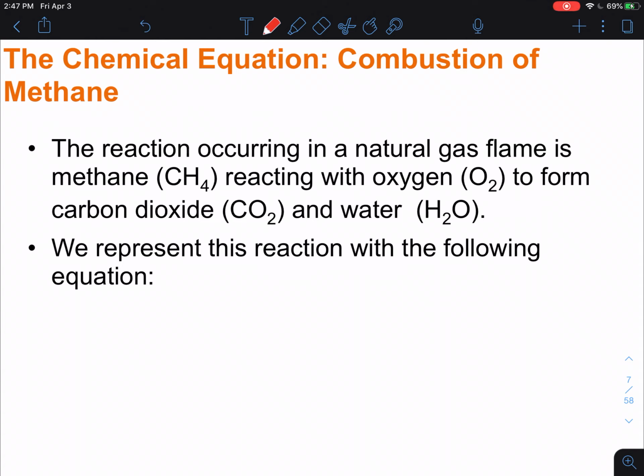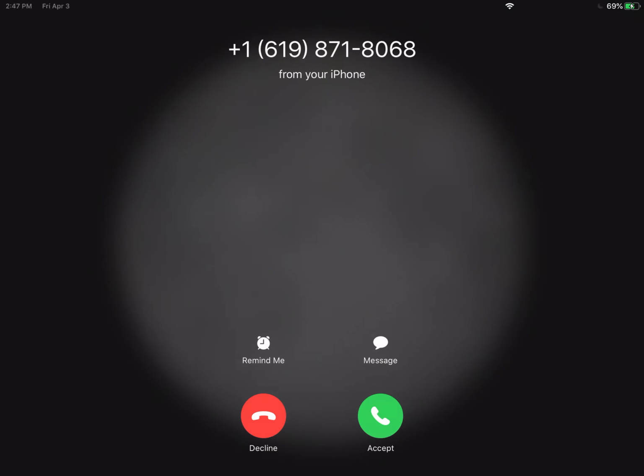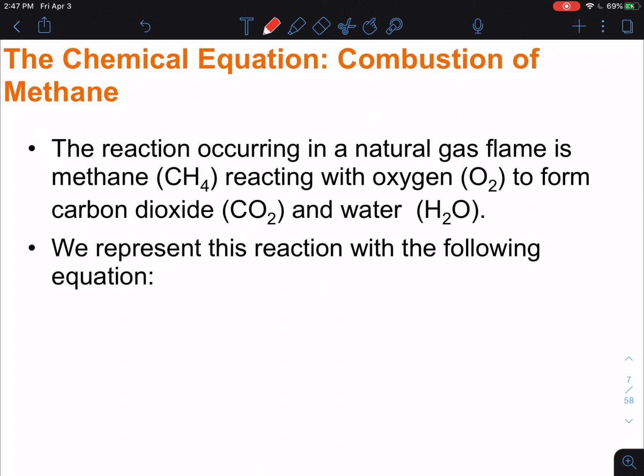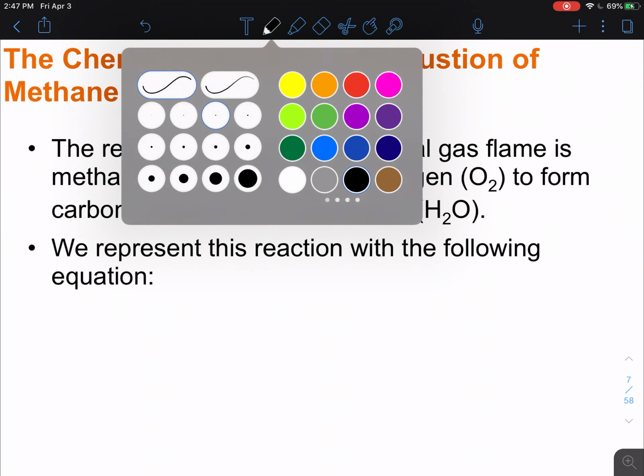Okay, so it's also important for you to understand how to write chemical reactions from reading them in a paragraph. So for example, the reaction occurring in a natural gas flame is methane reacting with oxygen to form CO2 and water. So we can write this reaction in the following equation.